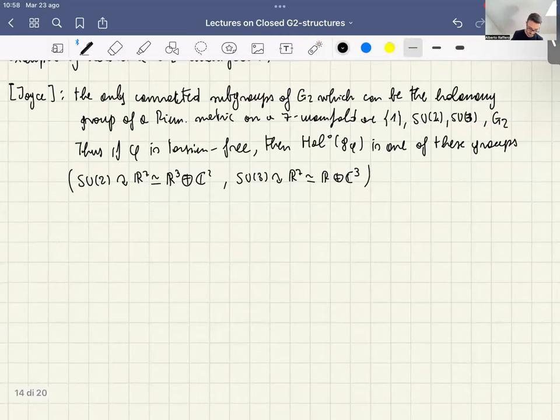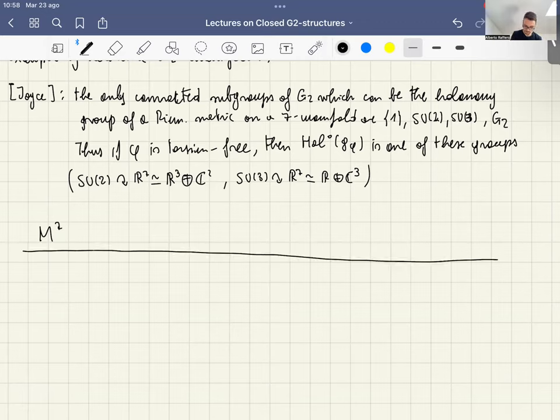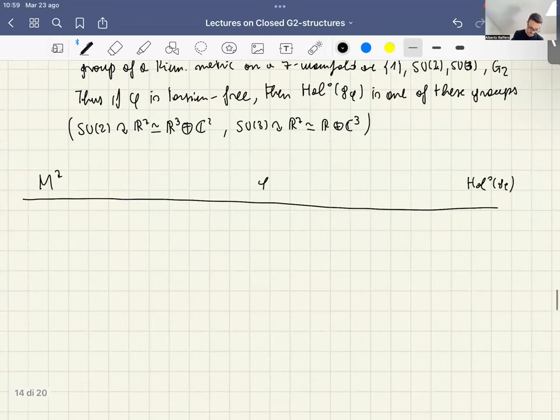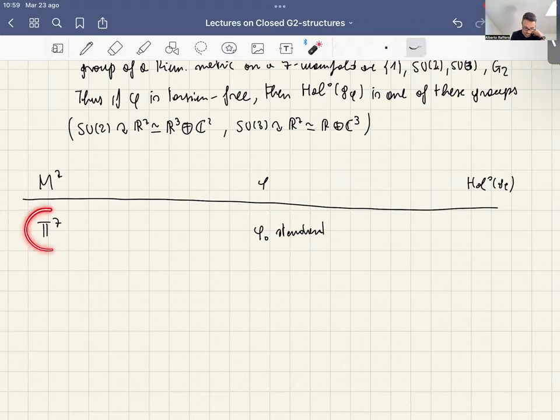And the examples we can find are the following, starting from known lower-dimensional manifolds with special holonomy. So let's say we have the seven-manifold, we have the three-form phi, and we have the holonomy of the metric. To obtain a manifold with trivial holonomy group, you can just consider the seven-torus endowed with the standard three-form phi_0 we introduced yesterday. Just considering suitable coordinates on the seven-torus to define it, you will get that the induced metric has trivial holonomy group.